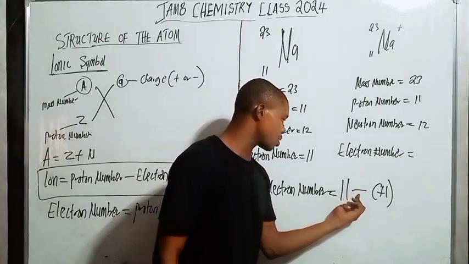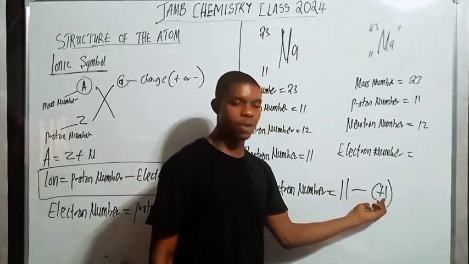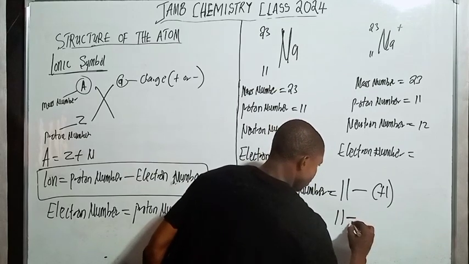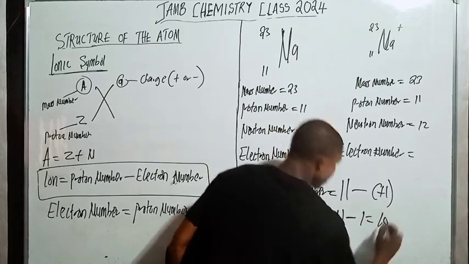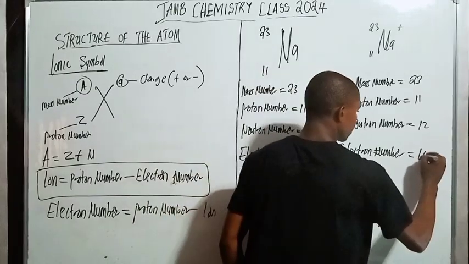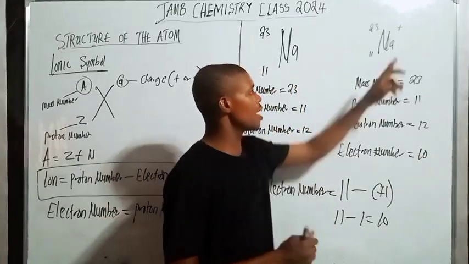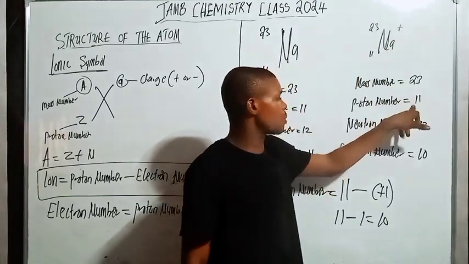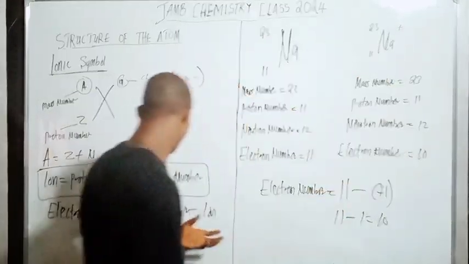So minus times plus is minus. So what will be 11 minus 1? 10. Then my electron number is 10. Right there. It means that whenever you see a positive sign here, you have to subtract the magnitude from the proton number to get the electron number, if you don't want to go through this formula.